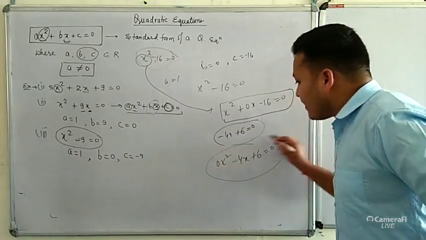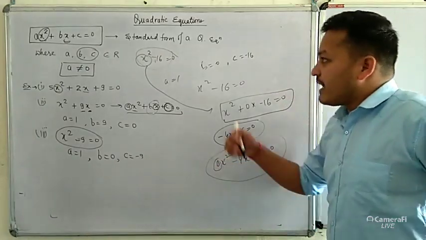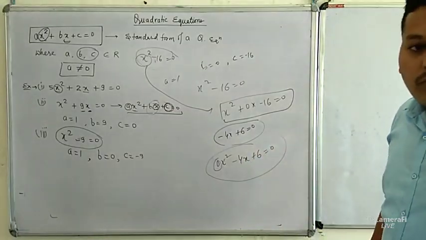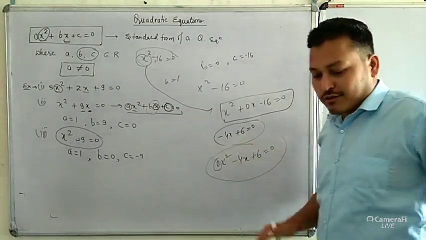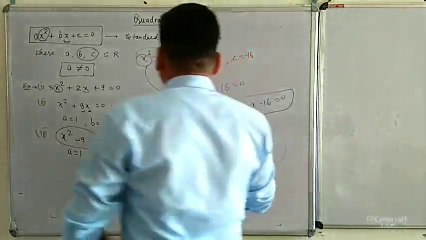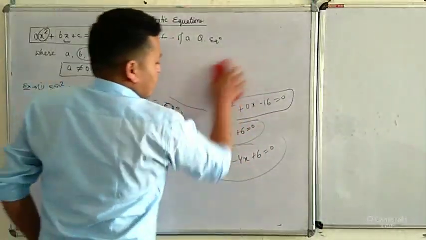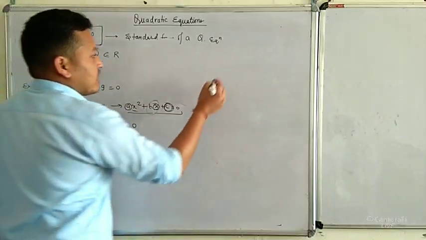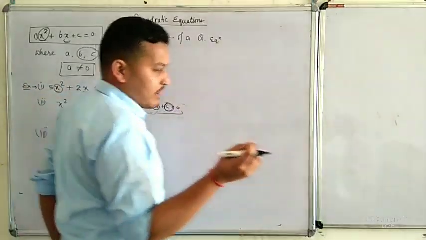Now tell me, sir, what is the value of a here? a is 0, so how is it possible that it is a quadratic equation? Okay, so this is not a quadratic equation. Which question? Minus 4x plus 6 is not a quadratic equation. Yeah, another example. Now one more example I am giving.